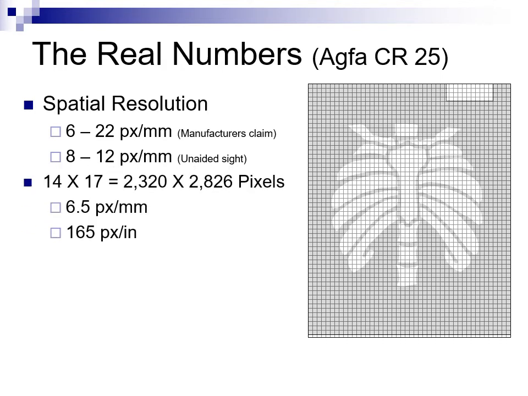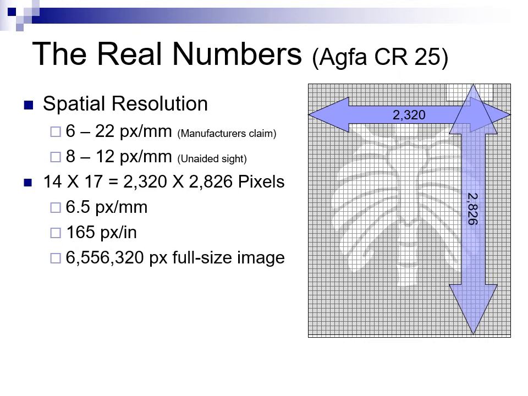So a 14 by 17 plate will record about 2,320 pixels across its width and 2,826 pixels along its length, for a grand total of 6,556,320 pixels on the plate. Finally, the plate reserves 12 bits per pixel, which means each pixel can be one of 4,096 shades of gray, between the extremes of black and white.